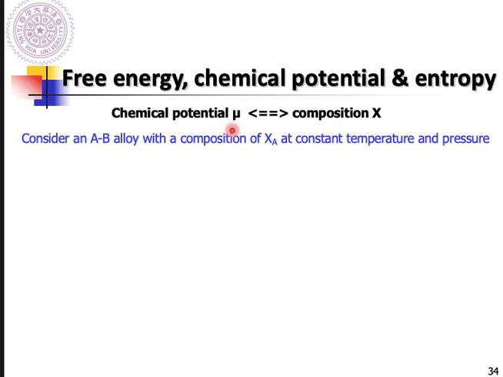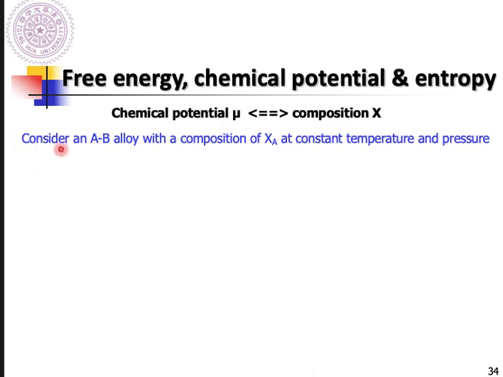Why? Because as you know, the driving force for mass transport actually is the chemical potential gradient. So you need to understand how to formulate the chemical potential of specific atoms at a specific composition. Otherwise, you don't know the gradient, the difference in chemical potential of the atoms. So let's take an example here.